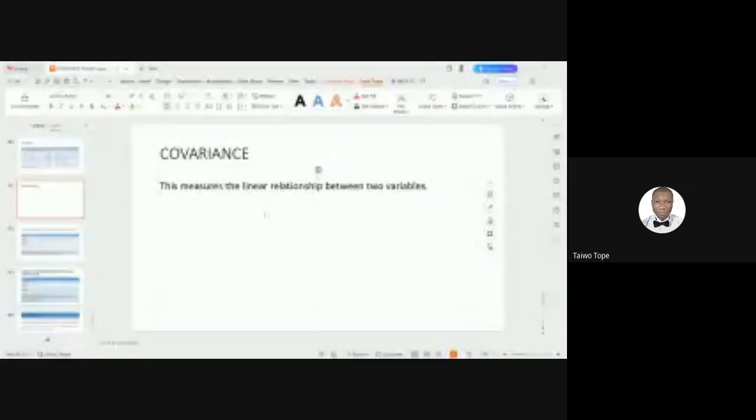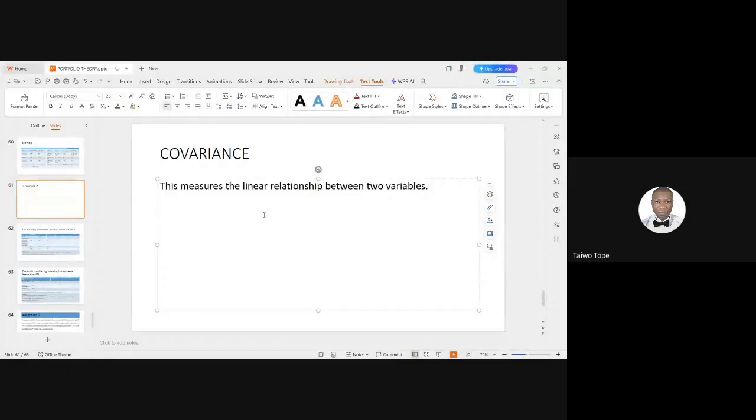So covariance looks at the relationship between two investments. It looks at what happened to investment A when investment B is going down, and when investment B is going up, what happens to investment A.